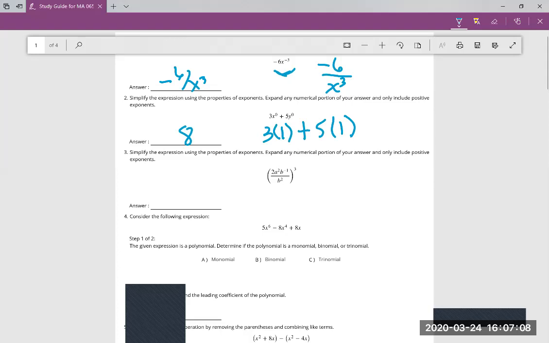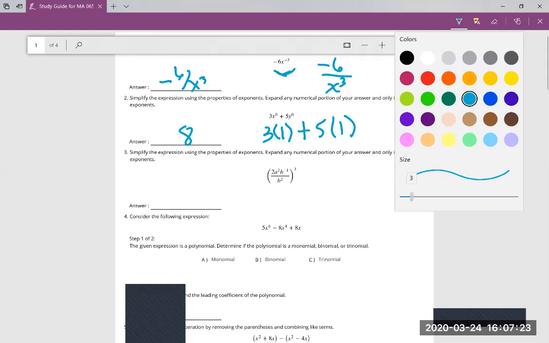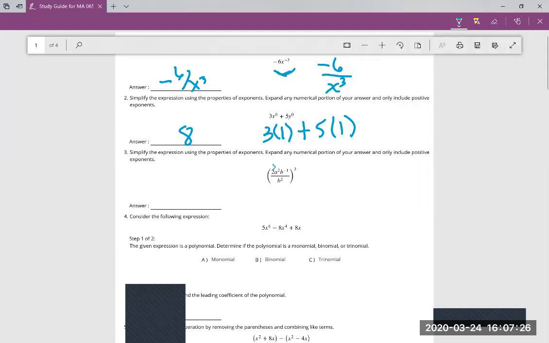All right, number 3, simplify the expression using the properties of exponents, expand any numerical portion, and only include positive exponents. Okay, this is one where we need to apply this 3 to all numbers within the parentheses. If there's already an exponent there, we need to use the properties of exponents and multiply. So what I have here really is 2 to the third power, a to the 2 times 3 power, b to the negative 1 times 3 power, and b to the 2 times 3 power.